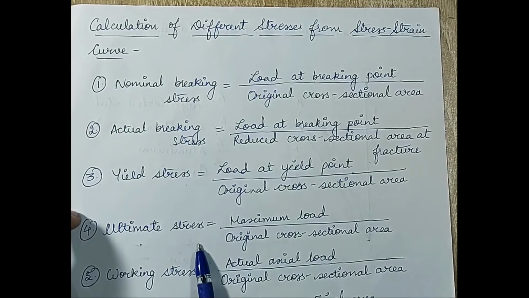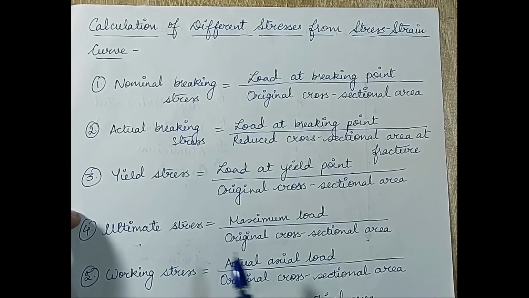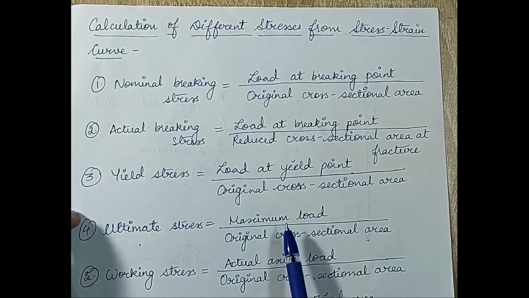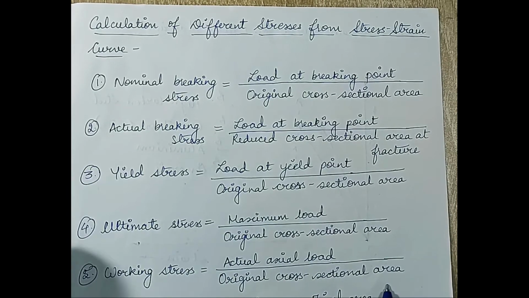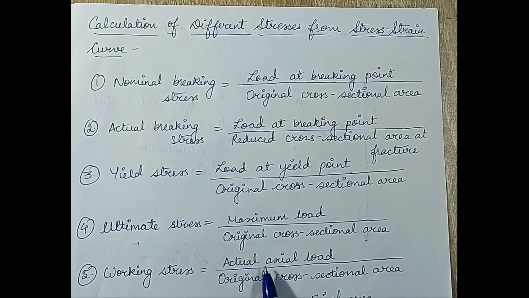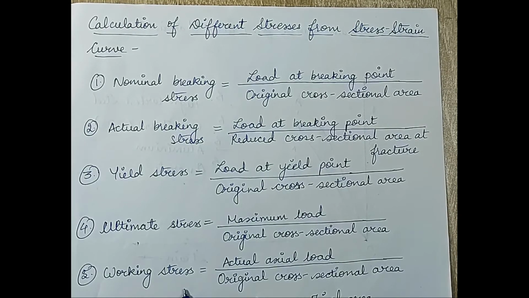For ultimate stress, there was a point which was the ultimate stress point. So at that point, whatever load was obtained divided by the cross section area, if we calculate, we can get the ultimate stress. Working stress can be calculated using the formula actual axial load upon the original cross section area. So whatever load is applied on the body, if we take that and divide by the original cross section area, we will get the working stress. We should remember that working stress is something which is much lesser as compared to the ultimate stress.